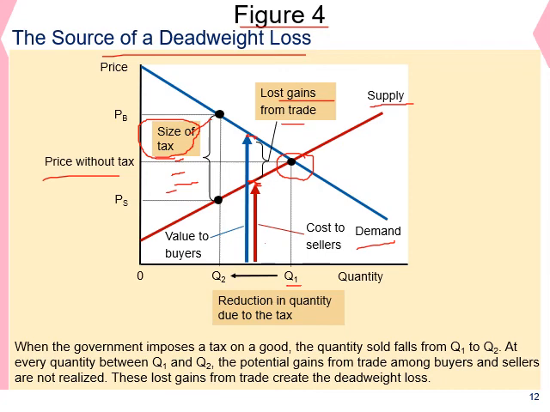By imposing the tax, the quantity traded in the market will decrease from Q1 to Q2. So you can see that this area, the deadweight loss, is not captured by either the consumers or the producers. So that's the lost gain. This lost gain from trade creates the deadweight loss.